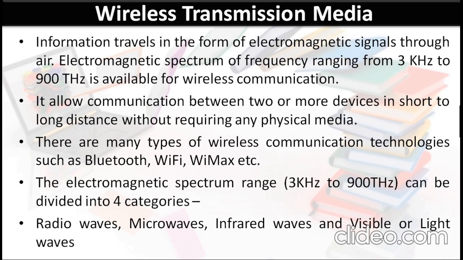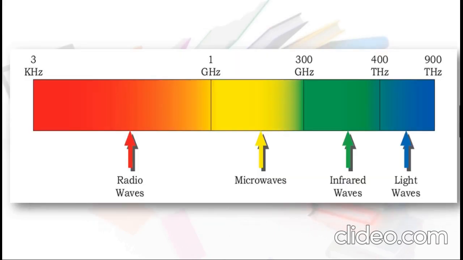Now there are many types of wireless communication technologies available, such as Bluetooth, Wi-Fi, WiMAX, etc. Bluetooth and Wi-Fi, we are all using nowadays in our smartphones. And the electromagnetic spectrum, that is the range, is categorized into 4 types. Those 4 types are radio waves, microwaves, infrared waves, and light waves. Now you can see this figure.